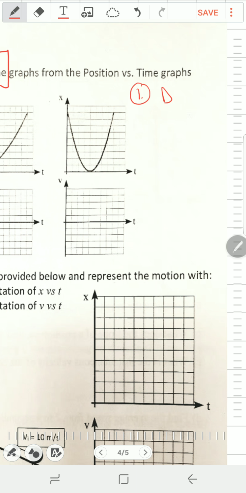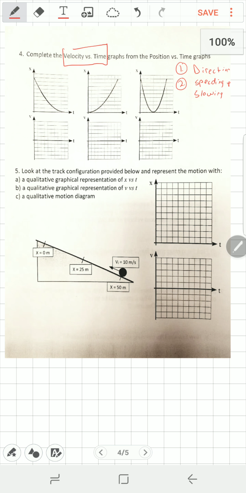One, direction. And then two, are you speeding up or slowing down? And that will tell you what you need to do. So is this positive or negative? This is a 0 mark, right? Is it going towards 0 or away from 0? Well, it's going towards. So that makes this negative.